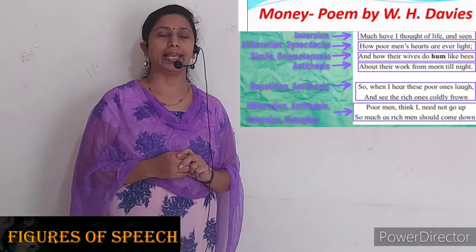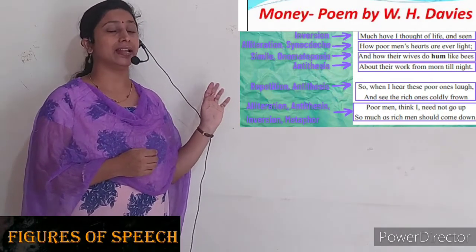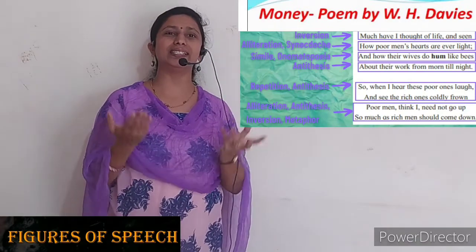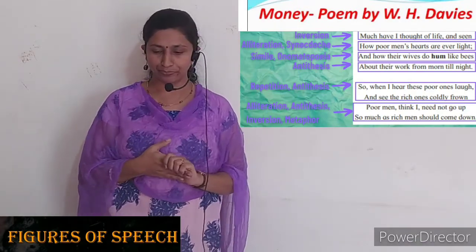Now the next, and how their wives do hum like bees. How hum. The H sound has repeated, so alliteration is there. But the humming sound is also mentioned. So whenever the sound is there, it is an example of onomatopoeia.